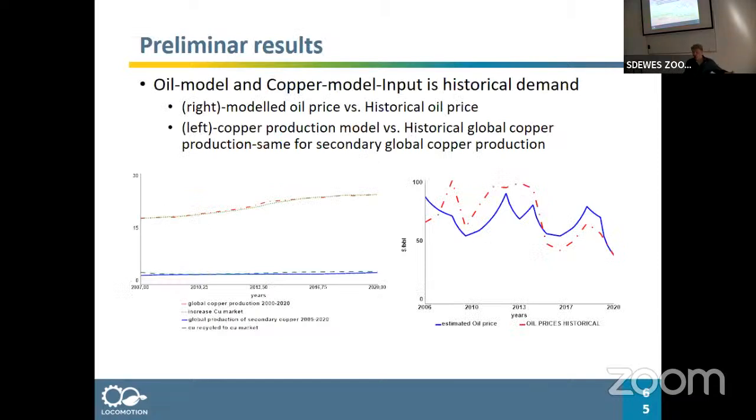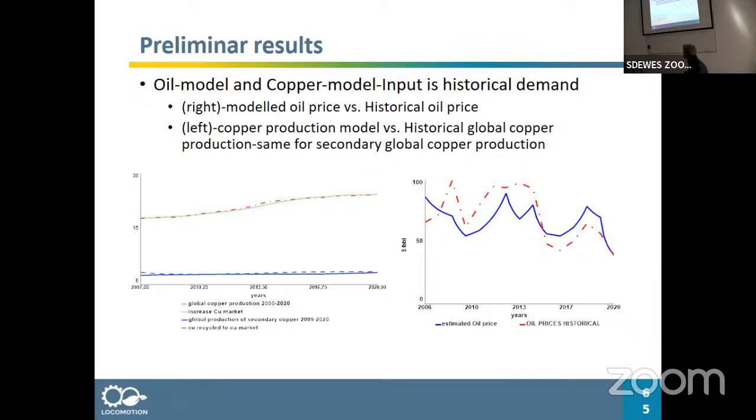So what are our preliminary results with the model? Here we have the oil model, and this is the oil price. The estimated oil price is the oil price that we modeled, and the red line is the historical oil price. We can see price modeling is very difficult. It's not that easy to do, because your model has to be very precise and on spot, because you always have other actions in the market that also influence the price. So a fit like this is quite promising.